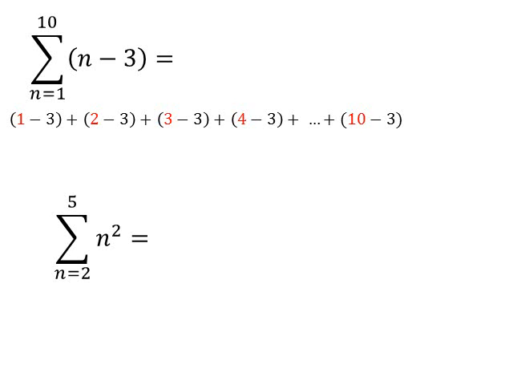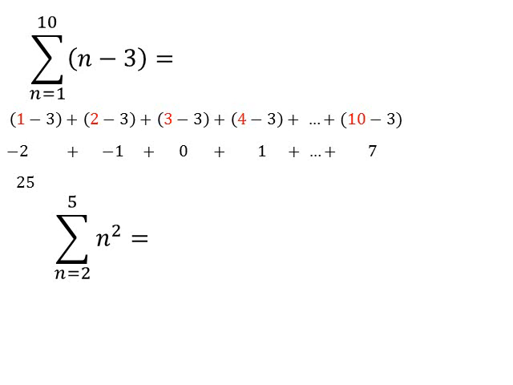Okay, then I just calculate each one individually. So 1 minus 3 is negative 2, 2 minus 3 is negative 1, 3 minus 3 is 0, 4 minus 3 is 1, and then 5 minus 3 is going to be 2, and all the way up to 7. So you add negative 2 plus negative 1 plus 0 plus 1 plus 2 plus 3 plus 4 plus 5 plus 6 plus 7, because that's going to be all 10 terms, and you'll get 25.